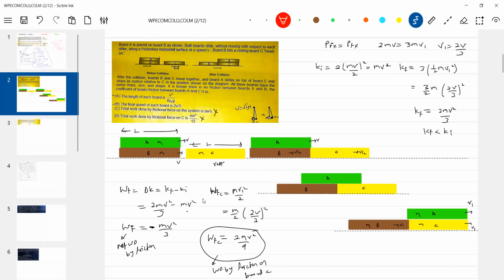So here, let this have, just after collision, V and V by 2. So here in the y direction, the friction will act on A, and on these two combined, it will be in this direction. The net work done by friction is what we have.